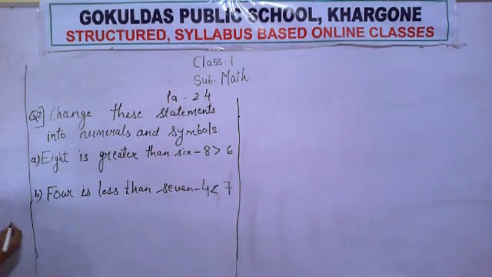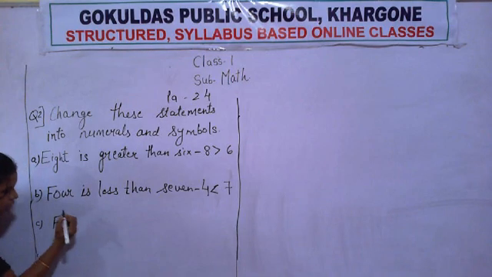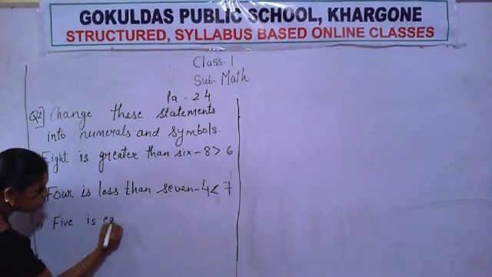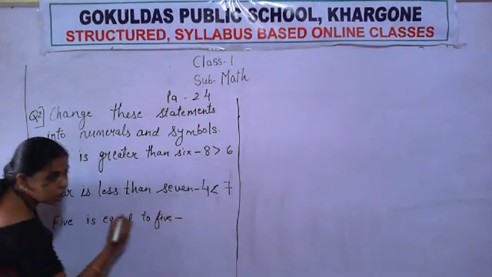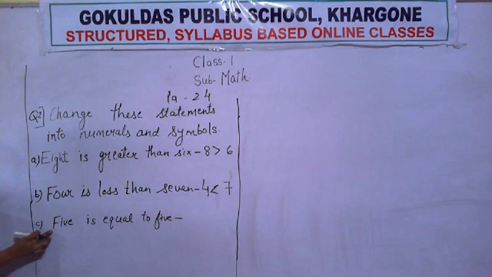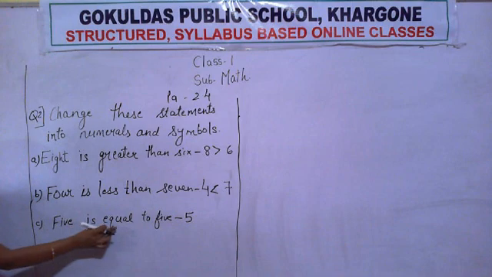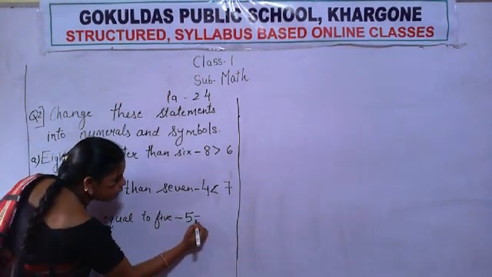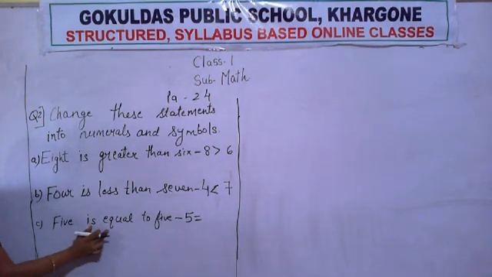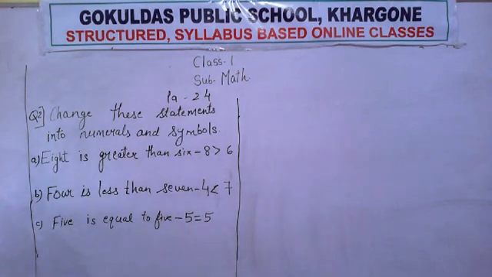Okay. Now see. 5 is equal to 5. FIVE is 5. So which number is written here? 5. So you have to write here 5 is equal. That means you have to mark which sign? Equal. You have to write here the sign of equal. 5 is equal to which number? 5 itself. Okay.